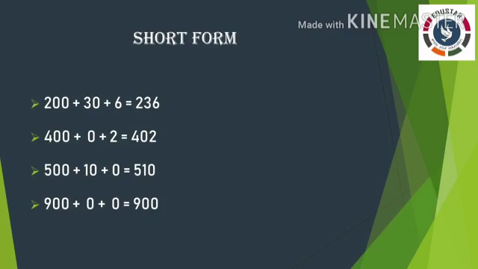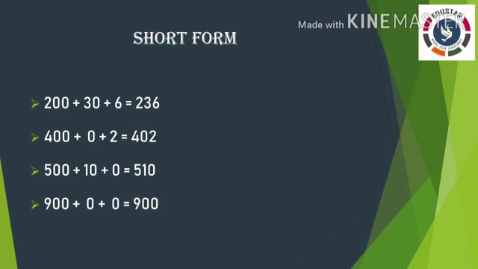200 plus 30 plus 6. So, we are going to remove all the zeros. So, what is the number? What is your answer now? Your answer is 236. We removed all the zeros, isn't it? Okay. Shall we move on to the next number?